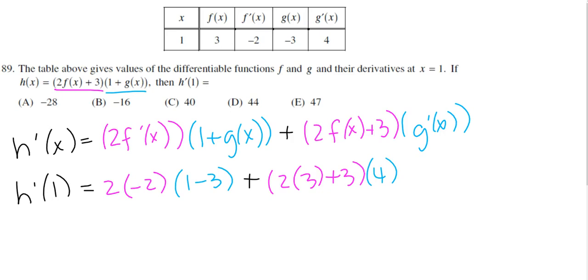Let's see, we've got 2 times negative 2 is negative 4. This is negative 2 as well, so negative 4 times negative 2 will be negative 8. This is 6 plus 3, so that's 9, and 9 times 4 is 36. So sorry, I should have been a positive 8 there, right? So 8 plus 36 is your 44.